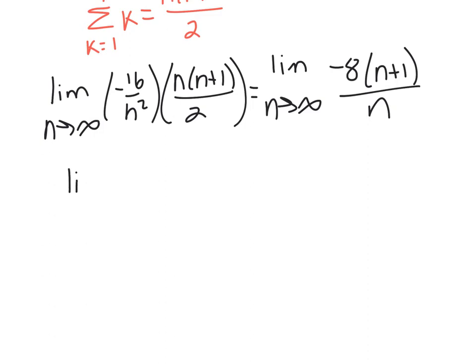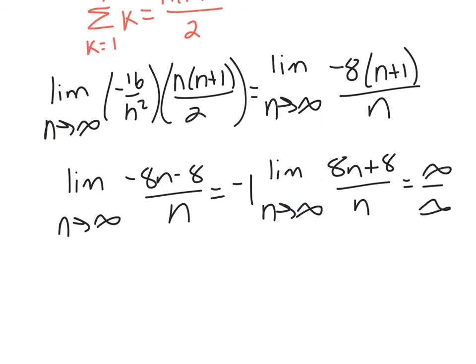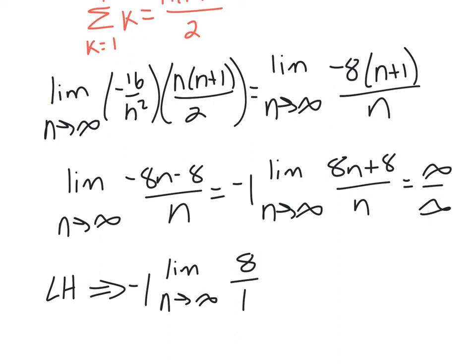So now we have negative 8n minus 8 over n. And if we directly evaluate that, I can just take the negative 1 out front. If we try direct substitution, we would get the situation infinity over infinity. That's a perfect example of when to use L'Hopital's rule. So with L'Hopital's rule, we get negative 1 times the limit as n approaches infinity of 8 over 1, which is really negative 1 times 8, equals negative 8.